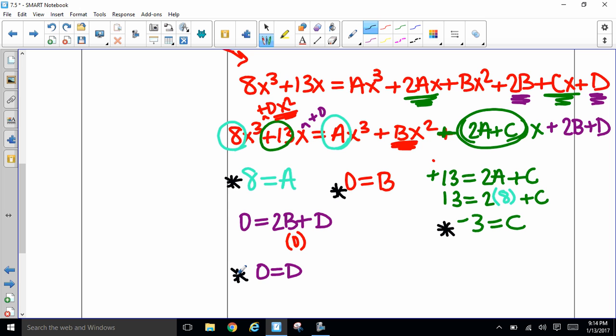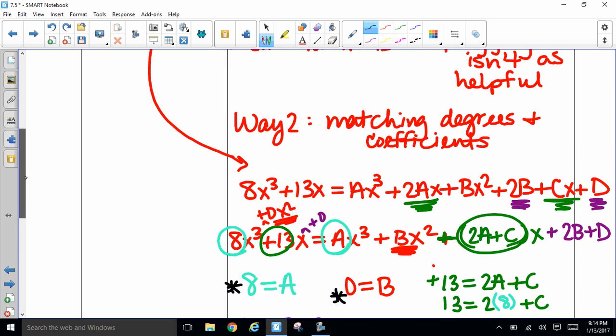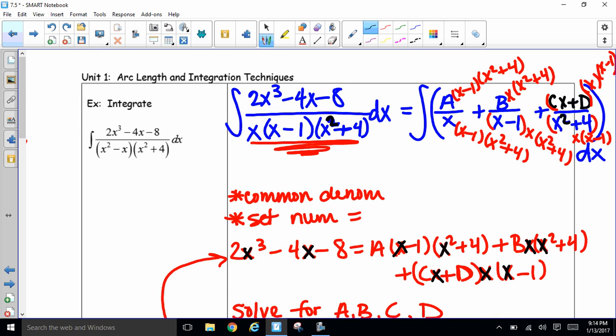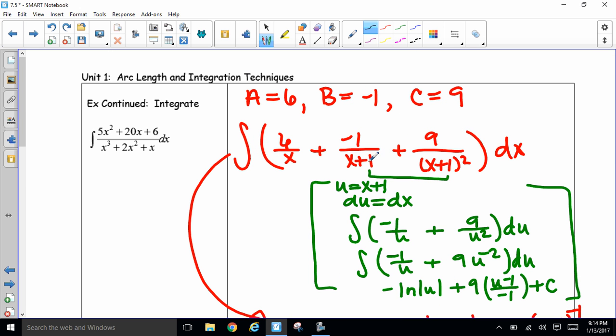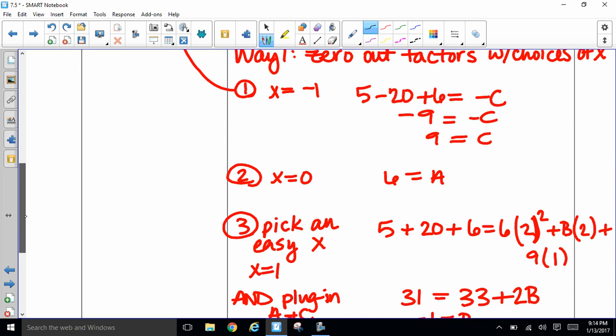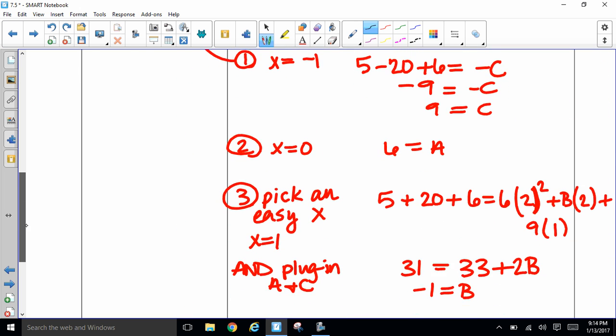You are welcome to try way 1 or way 2 on any question. Typically, it is easier when you see that you have all the quadratic factors, so the ax plus b's and the cx plus d's over and over, to go ahead and distribute all of that or FOIL however many times you need to and match up the coefficients. And then it is typically easier when you have just all these factors that you can easily zero out to find your A's and B's and C's.